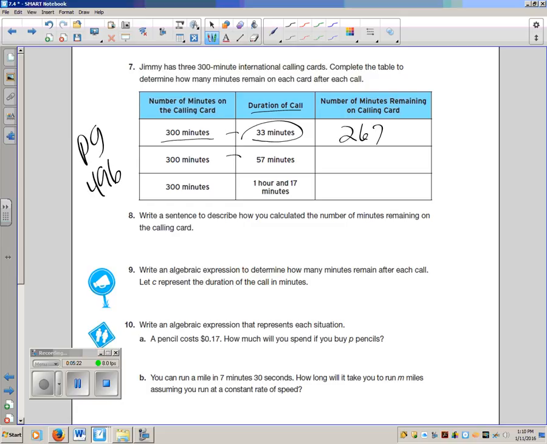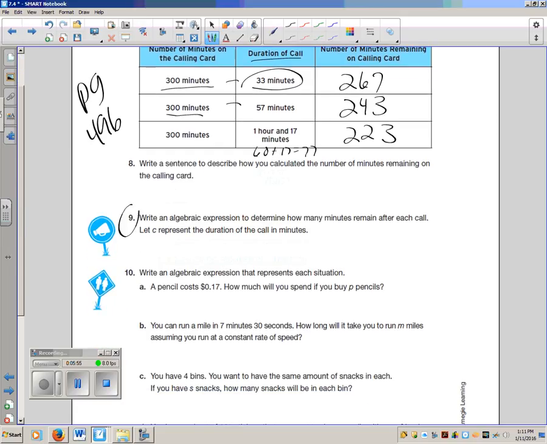Second problem starts with 300. The second call lasts 57. Start with 300 again. Subtract that, and you get 243. Last one, 300 minutes. This time it lasts 1 hour and 17 minutes. 60 plus 17 is 77. Subtract that from 300, and you're going to get 223 minutes.